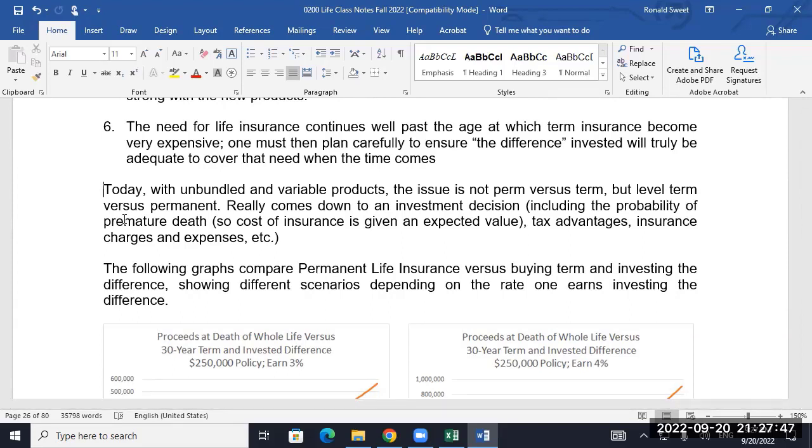And he had someone send him a whole life or permanent insurance product. And he asked me, should I buy this? And so this is the thing I said: well, you can buy that product, or you can buy 20-year, 30-year term, and you can invest the difference in premiums. And so I set this up for him.